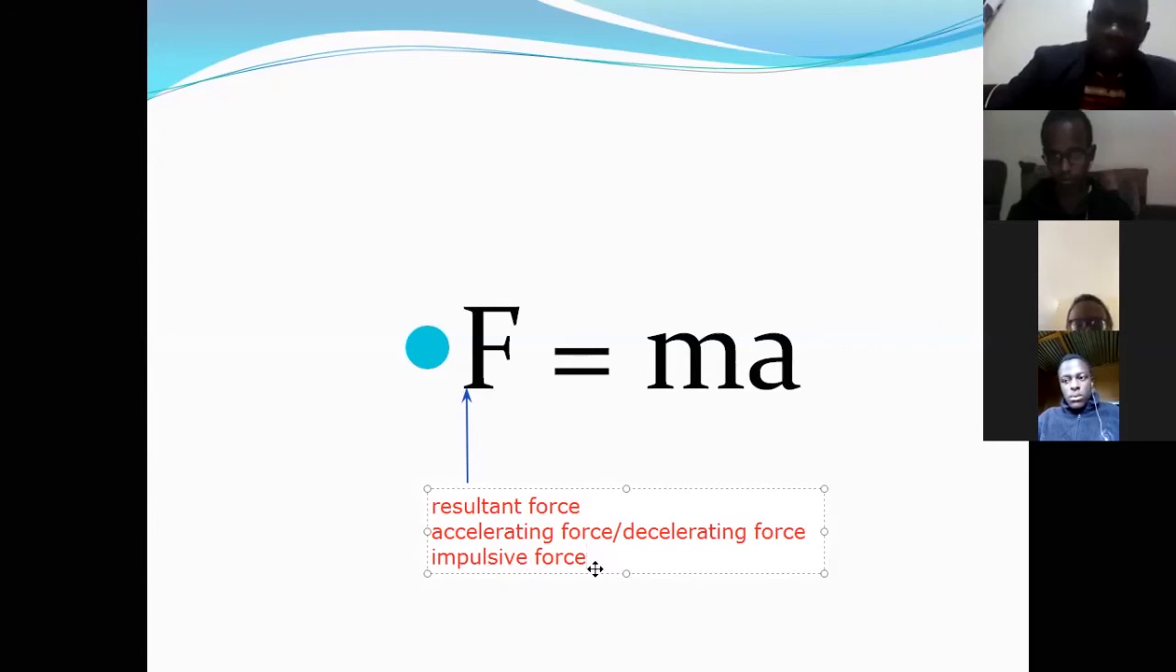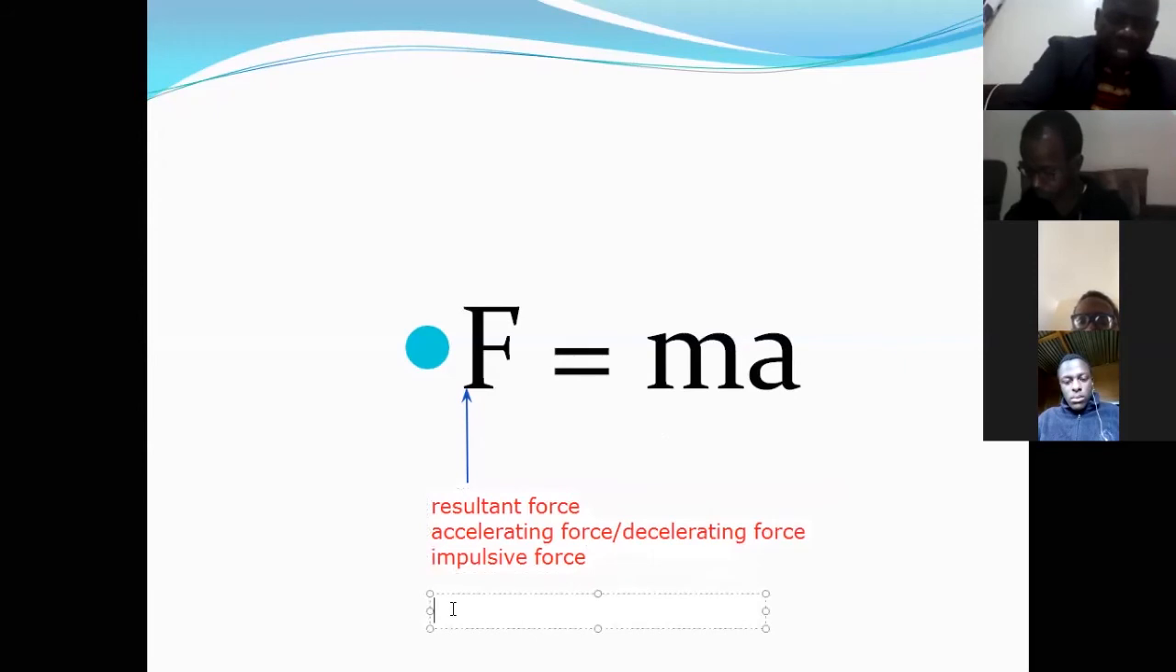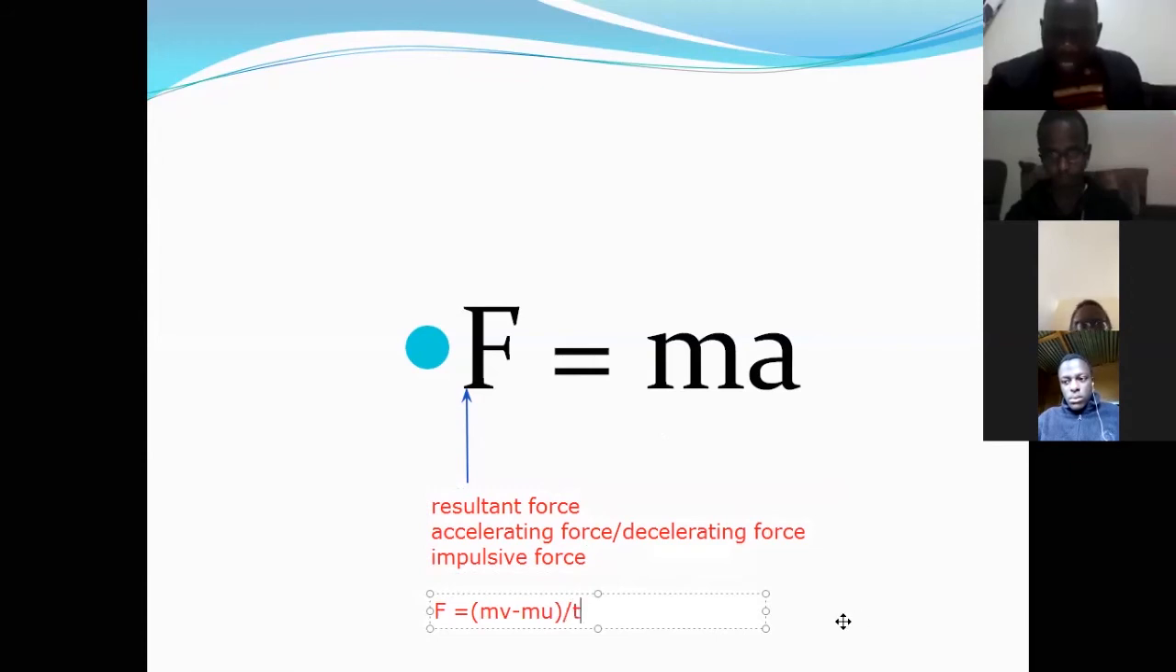Now to talk more about impulsive force, we have F is equals to (mv minus mu), let's say this in brackets, and everything is over t. I want to talk about this as the formula for impulsive force: mv minus mu over t.